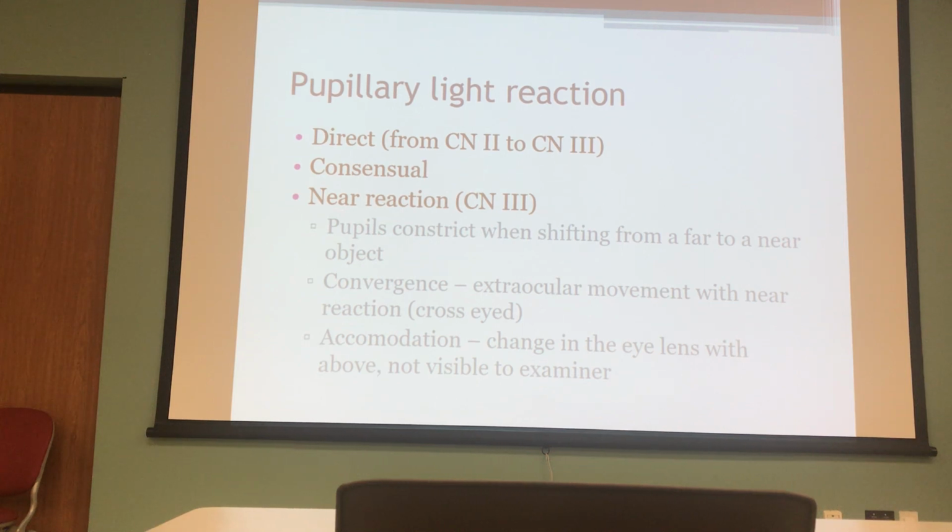We said which cranial nerve observes the light reflex? 2. Which cranial nerve constricts the pupil? 3. Okay, they work very well together. Convergence or accommodation, you're looking at cranial nerve 3, because remember cranial nerve 3 constricts the pupils, and then the eyes converge.